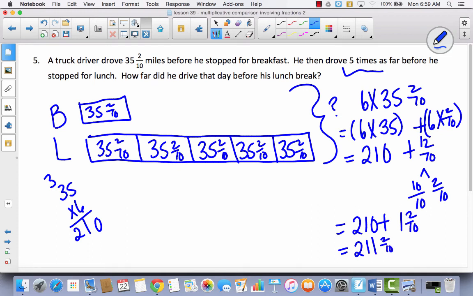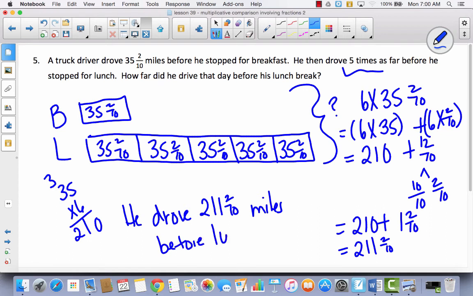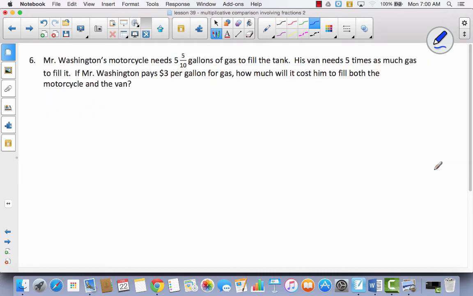So how far did he drive that day? So we can say he drove 211 and 2/10 miles before lunch. Okay? If you didn't solve it this way, but you still got the same answer, then that's fine. There's always more than one strategy to solve it. I felt like this would be the most efficient, and it made the most sense to me. Okay, we've got one more problem.